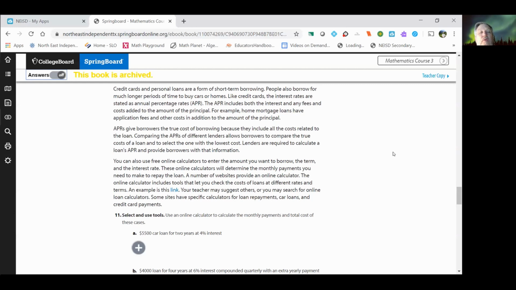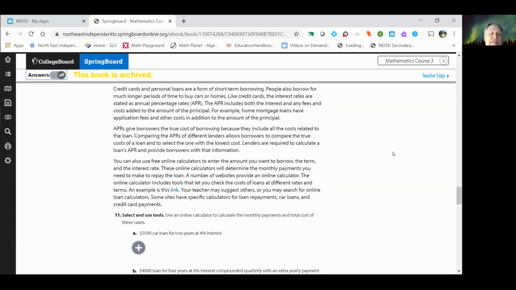There are also free online calculators to enter the amount you want to borrow, the term, and the interest rates. These online calculators will determine the monthly payments you need to make to repay the loan. A number of websites provide online calculators. The online calculator includes tools that let you check the costs of loans at different rates and terms. An example is this link. Your teacher may suggest others, or you may search online for loan calculators. Some sites have specific calculators for loan payments, car payments, and credit card payments.